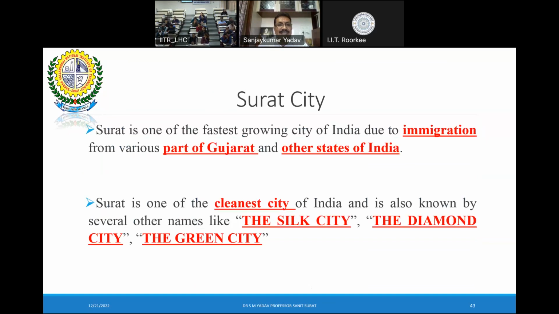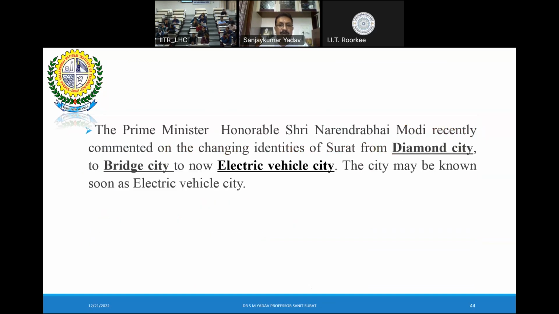Surat is the second largest clean city of India and is also known by several names like the Silk City, the Diamond City, the Green City, and in the near future it will be known as Electric Vehicle City, apart from Bridge City of India.